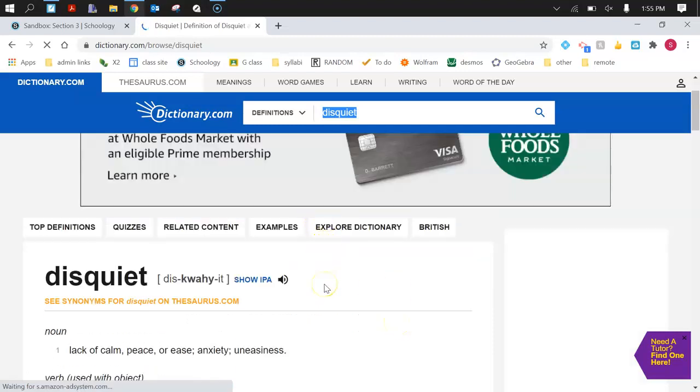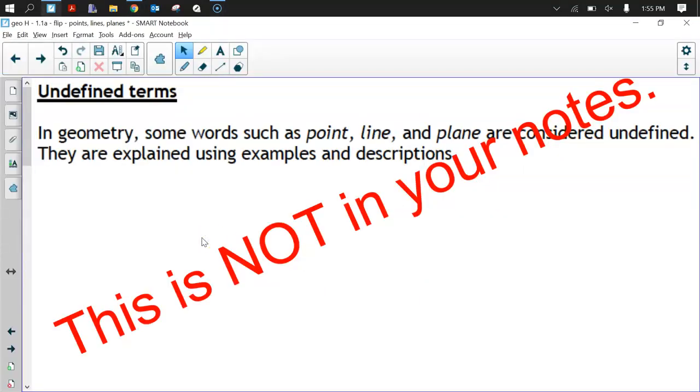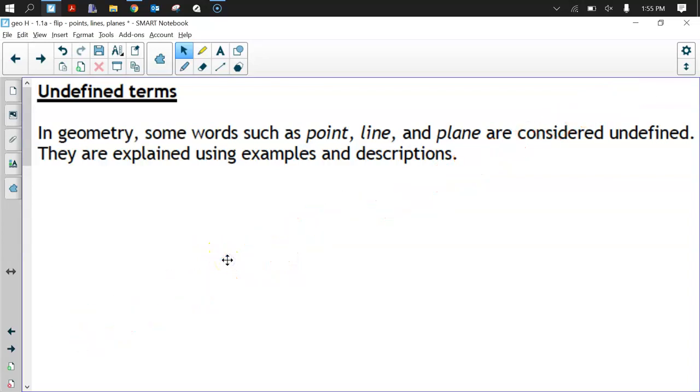To take care of that idea in math, we have what are called undefined terms, and those are starting points. Everything else that we define is based on those words. It's based on descriptions of those words. So in geometry, the undefined words are point, line, and plane. So we'll give you a description, but we don't officially call them definitions.